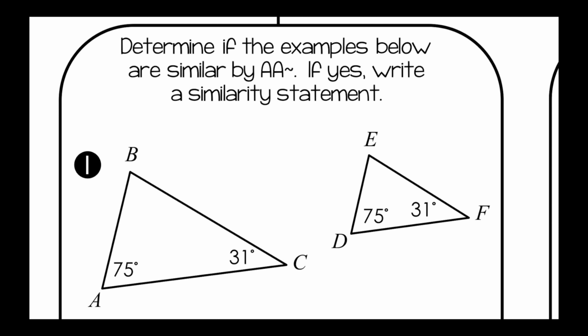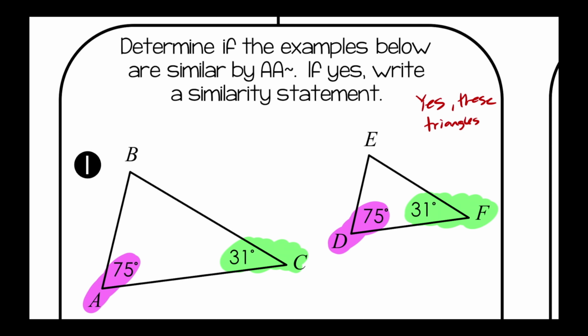So it's asking, determine if the examples below are similar by AA similarity. If yes, write the similarity statement. So here we go. If we look here, we can see that angle A is 75 degrees and angle D is 75 degrees. That's one pair. We can also see that angle C is 31 degrees and angle F is 31 degrees. That's another pair. So guess what? I have two pairs of corresponding, matching angles that are equal. So guess what I can say? Yes, these triangles are similar.